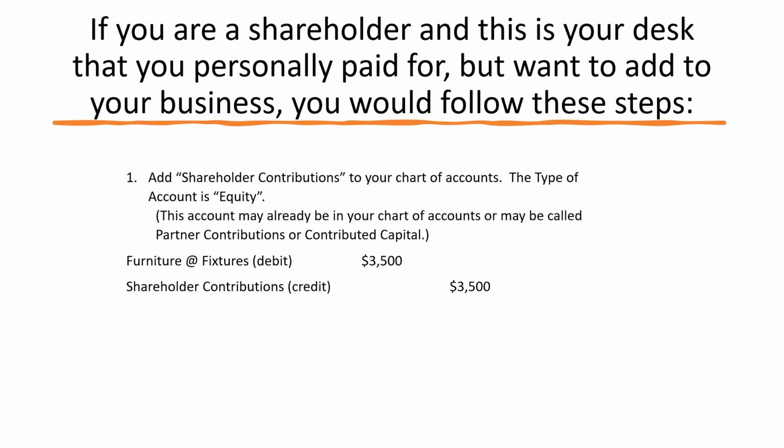If you're a shareholder and this is your desk that you personally paid for, but you want to add it to your business, you would follow these steps. Add shareholder contributions to your chart of accounts. The type of account is equity. This account may already be in your chart of accounts, or it may be called partner contributions or contributed capital.